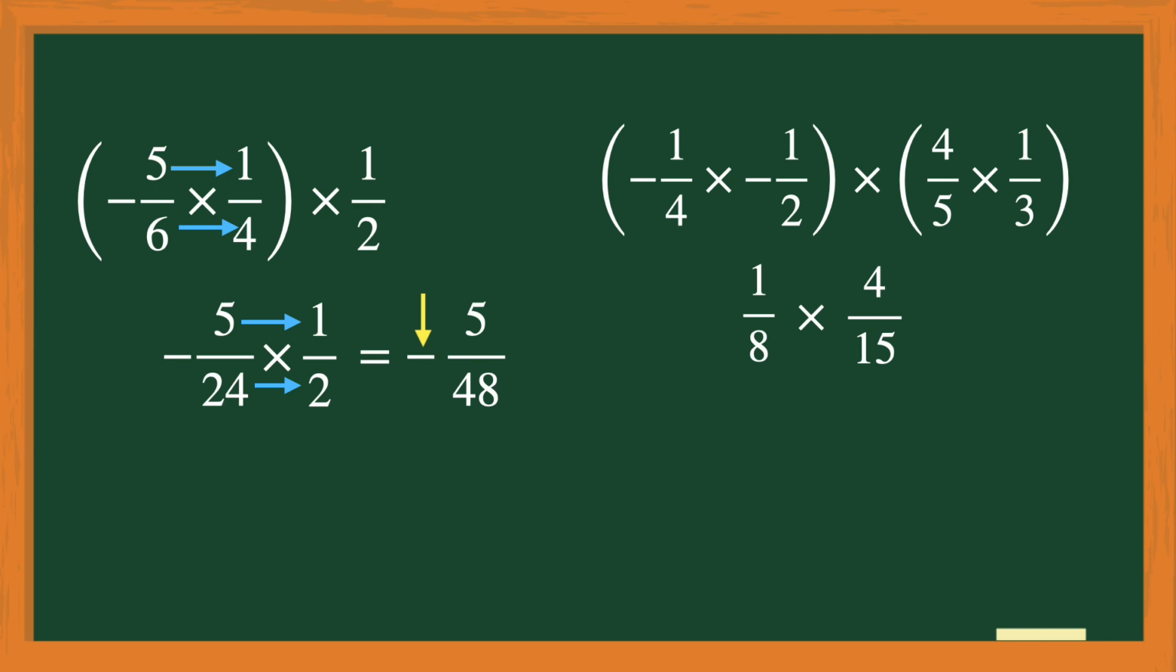The last step is to multiply the positive 1/8 to positive 4/15. I will cross-cancel the numerator of 4 with the denominator of 8 because they share a common factor of 4. And doing this will make the multiplication easier. So starting with the numerator, 4 divided by 4 is 1. And 8 divided by 4 is 2. Now I'll multiply the numerators and the denominators to get positive 1/30.